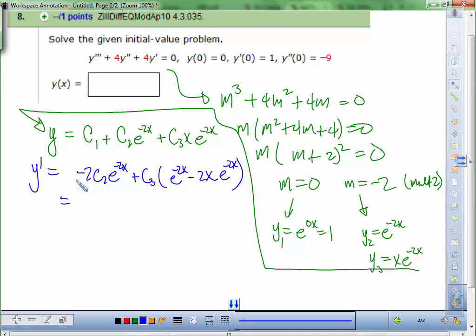And usually if you're in Calc 1, you take the derivative, you don't have to simplify it, but since we have to do a little bit more work here, we have to take the derivative again. It might be worth simplifying. So I think I can group together the e to the negative 2x terms. So that's minus 2c2 plus c3, times e to the negative 2x, minus 2c3x e to the negative 2x. Hope I did that right. Maybe a parentheses around there, yeah.